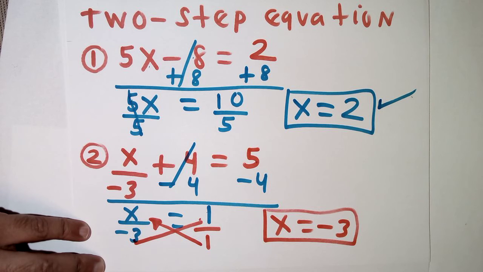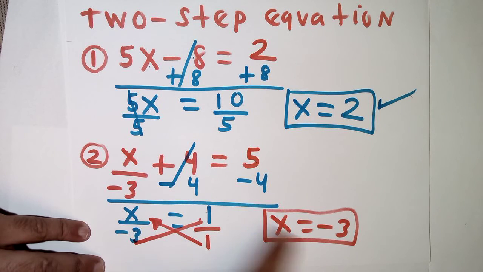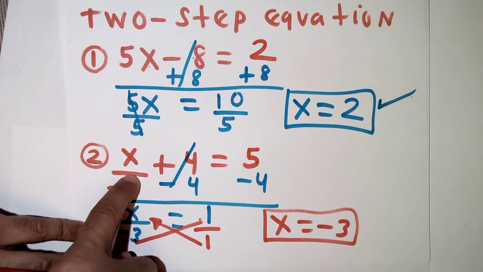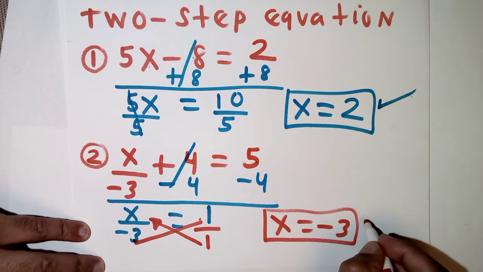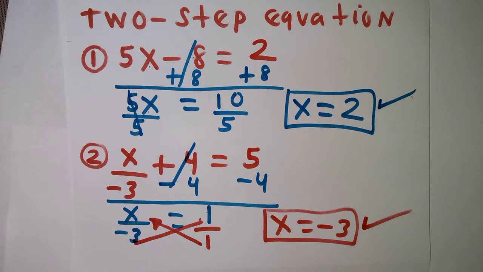And just like the previous one, if you want to check your answer, replace your solution where the variable is located. So in this case, it will be -3 divided by -3. If you have a calculator, it's going to give you +1. And then what is positive 1 plus 4? 5. So that implies that this is the correct answer here.